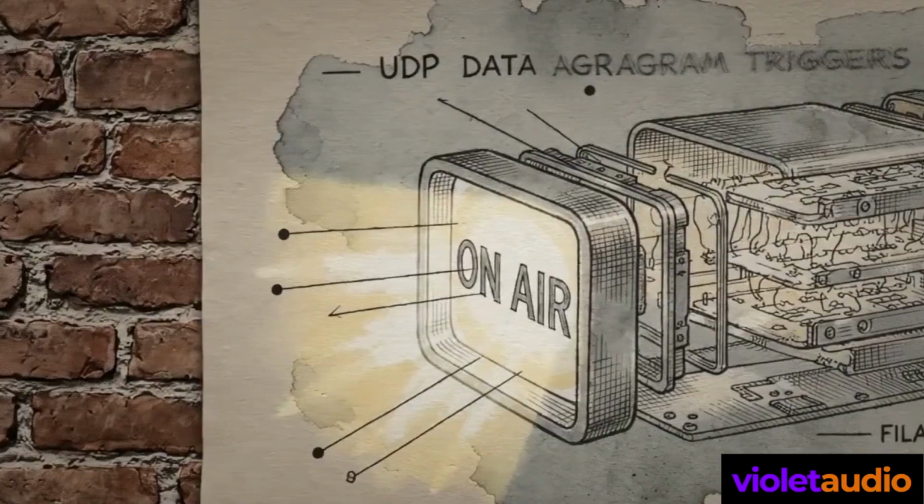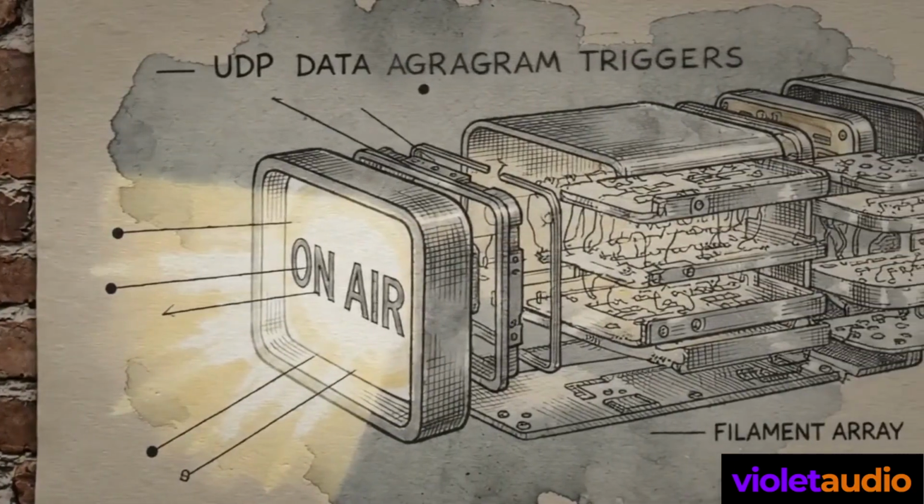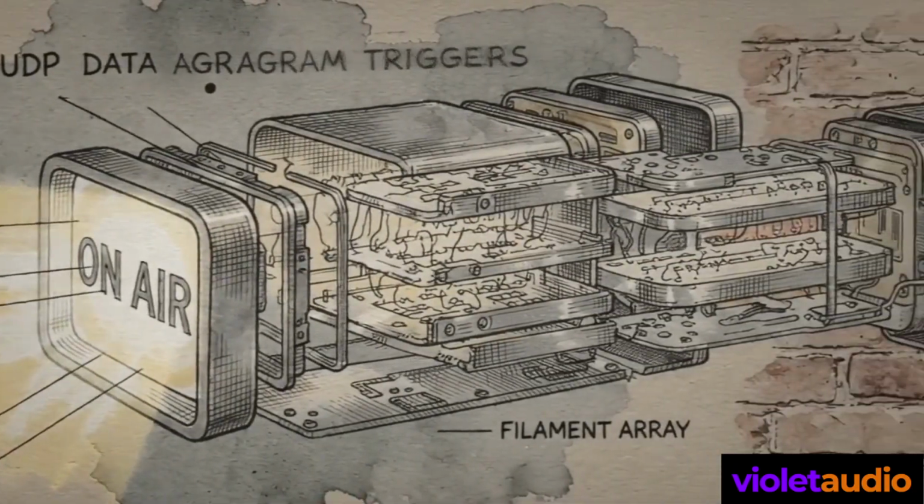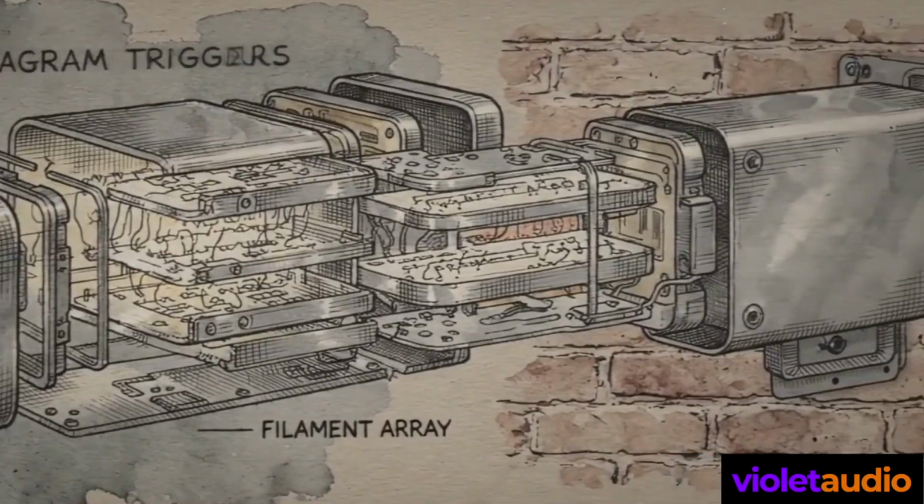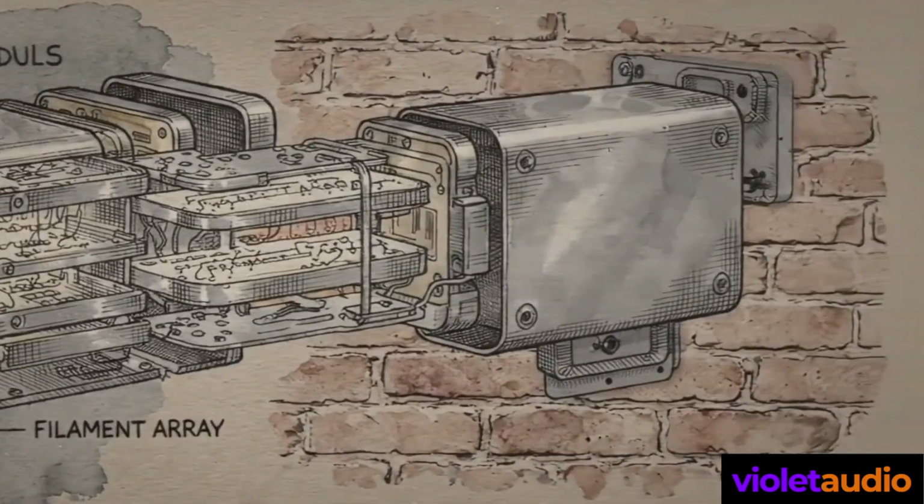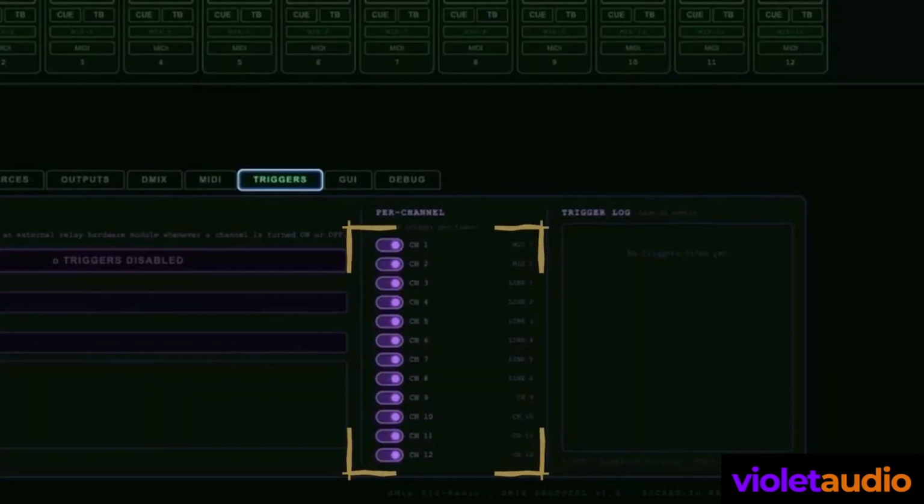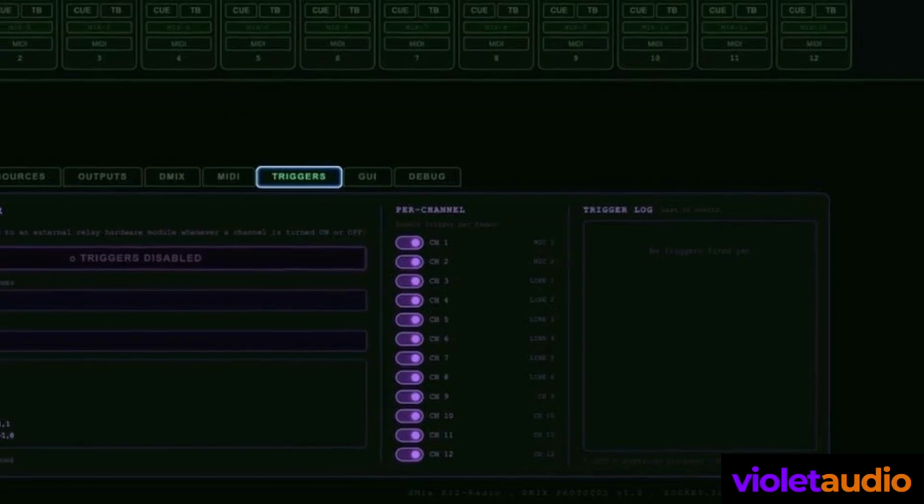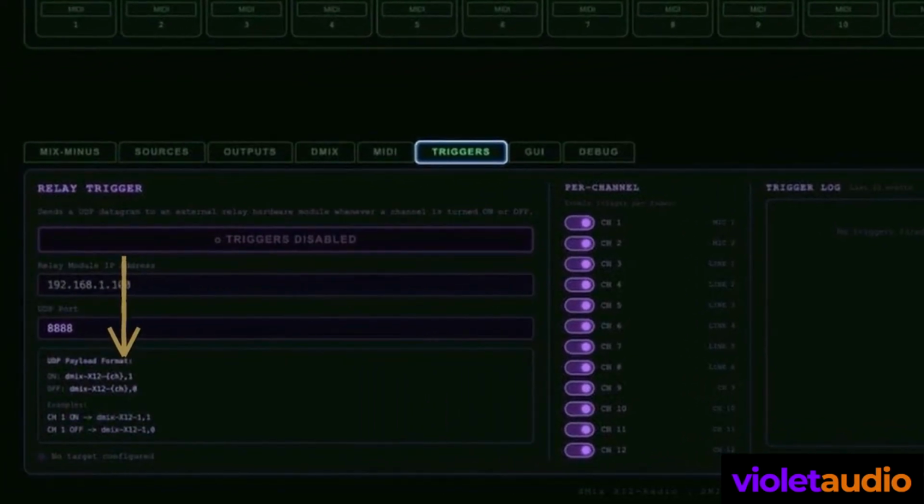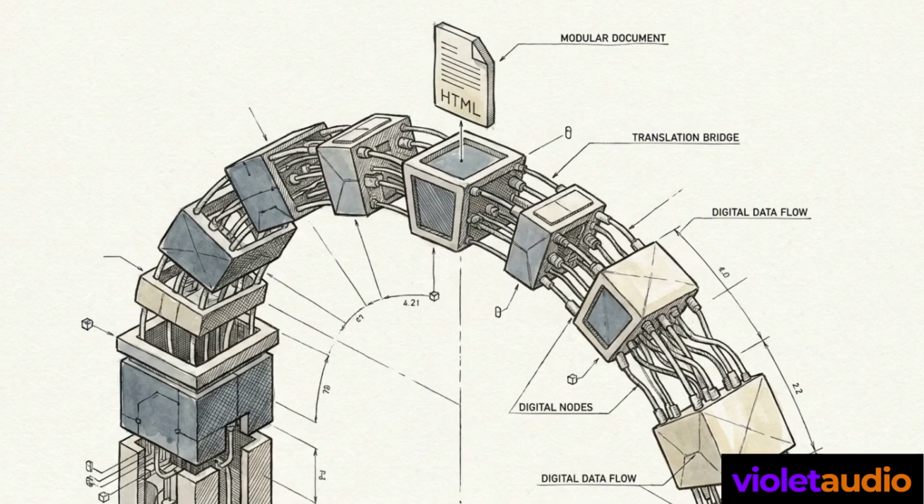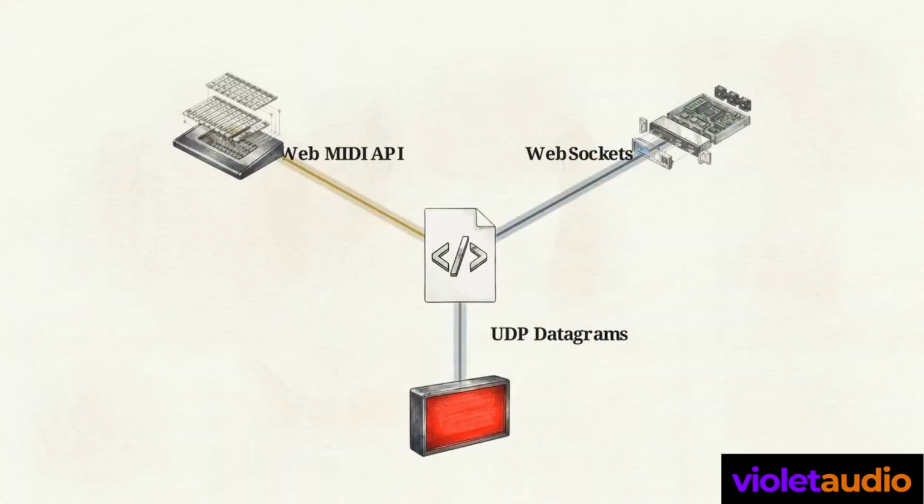The interface also acts as an automation bridge for the physical room, utilizing UDP datagrams to trigger external studio events. Enabling these per-channel switches means that toggling a microphone on generates a targeted UDP payload, automatically triggering an external relay to illuminate a studio tally light. By leveraging standard web APIs, a single HTML file functions as a translation bridge, linking physical MIDI controllers, the central audio DSP, and external studio automation.